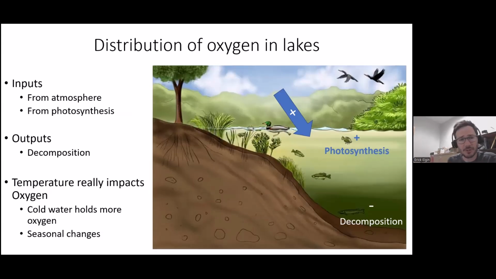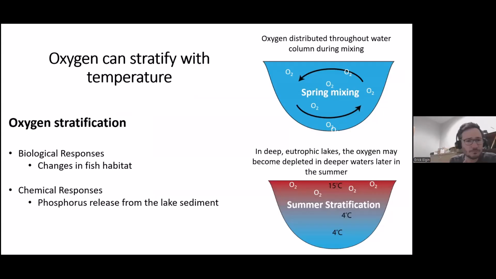And then there are outputs. One of the major outputs is decomposition. When bacteria and fungi decompose organic material, they use up oxygen. And this is important as we go into the late summer months of a stratified lake. So this is why I'm going to describe that here. As the temperature changes and you get stratification, that thermocline, like I mentioned, really is a barrier to a lot of stuff from the top of the lake to the bottom of the lake. And one of those is dissolved oxygen.